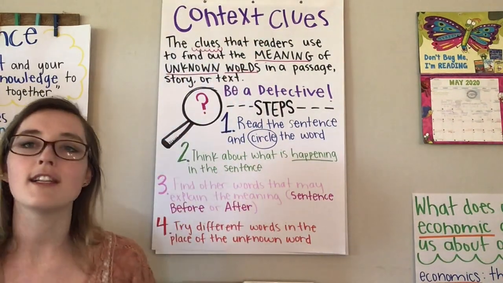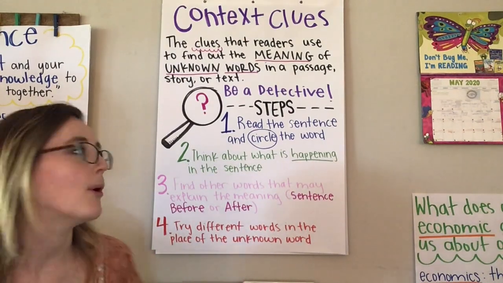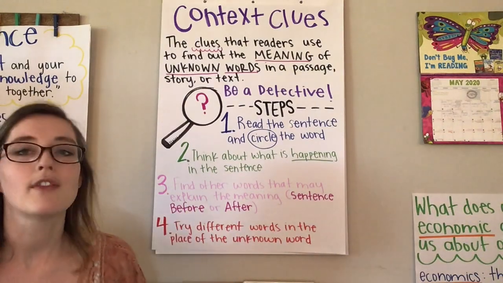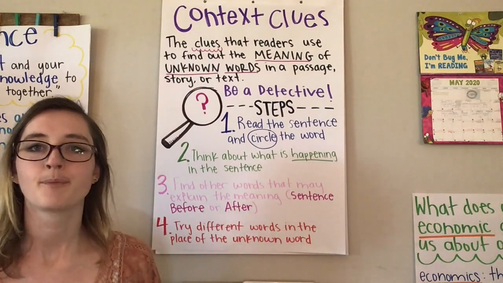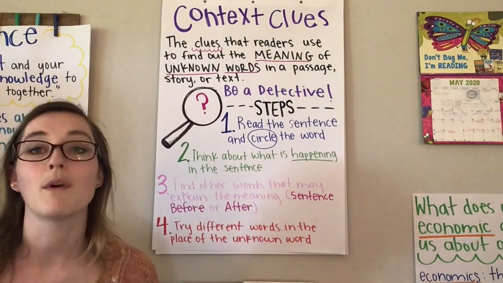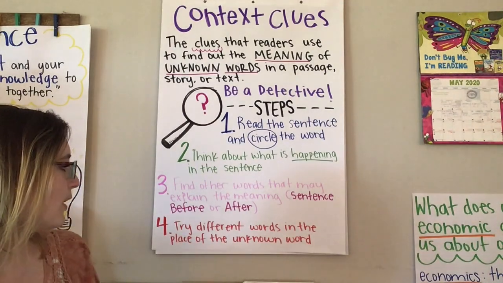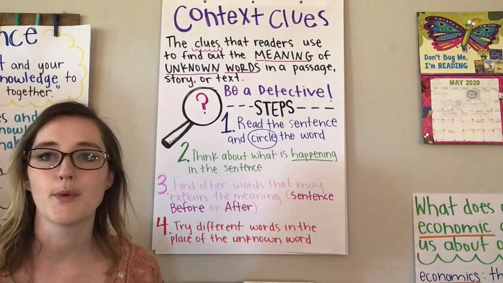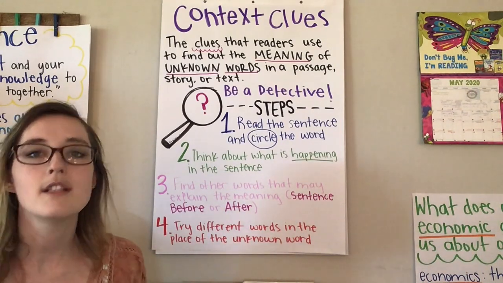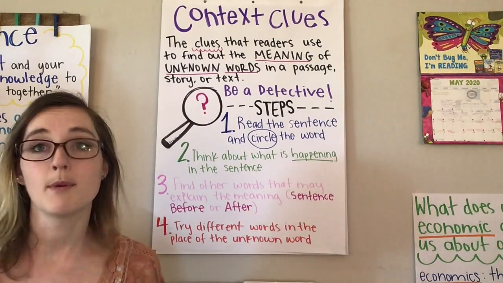The context clue of what's happening in the story or text will help you understand it a little bit more. Step 3 is find other words that may explain the meaning. So that's where you look before and after. That's rereading sentences, going along with step 2 where you understand what's happening in the text. And then the final one, step 4, is try different words in place of the unknown words. So think of words that might change out in those sentences and replace them, so then you can find a synonym or something to determine what that unknown word is.